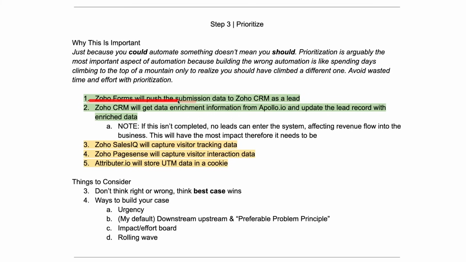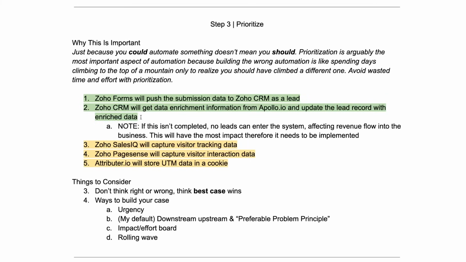So this is critical. Another thing, Zoho CRM will get data enrichment from Apollo and update the lead record with enriched data. If this isn't completed, no leads can enter the system, affecting revenue flow into the business. This will have more of an impact. Therefore, it needs to be implemented. Let's add that. Cool. So Zoho CRM will get data enrichment information from Apollo and update the lead record with enriched data.